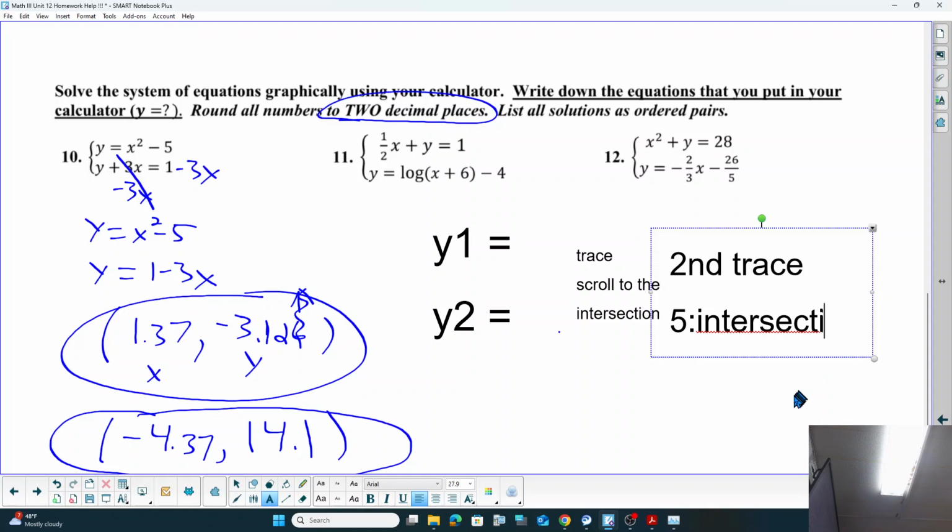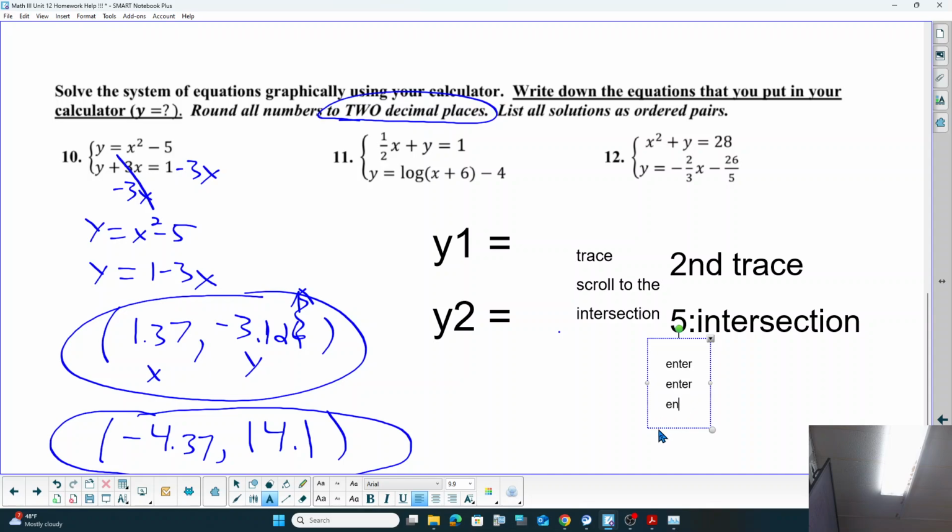Move over. So intersection is our next one there. And then you can push enter 3 times, probably 4 times actually. So enter, maybe 3 times, 4 times, and then you'll get your answer.